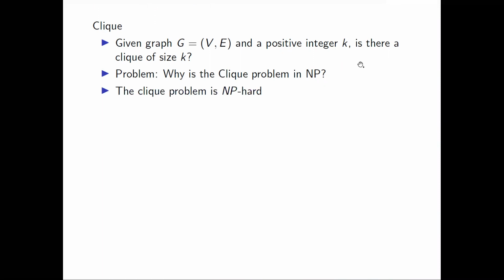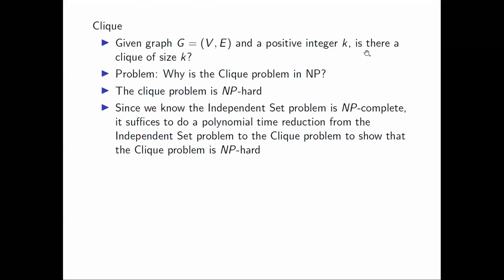And we'll look at in this video why the clique problem is NP hard. And this proof will be much simpler than the proof that independent set is NP hard. And instead of reducing from 3SAT, we will reduce from independent set. That's why it's going to be easier. And we know independent set is NP complete, so it's fine to use independent set as the problem that we reduce from to show that clique is NP hard.